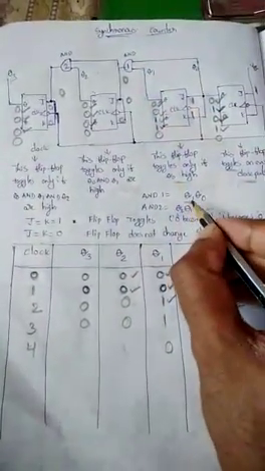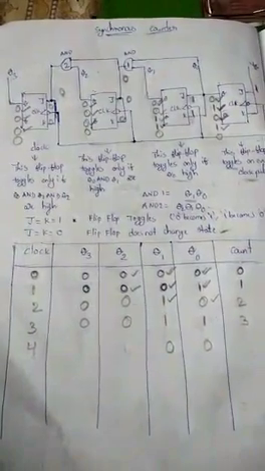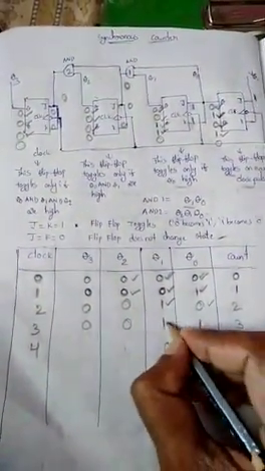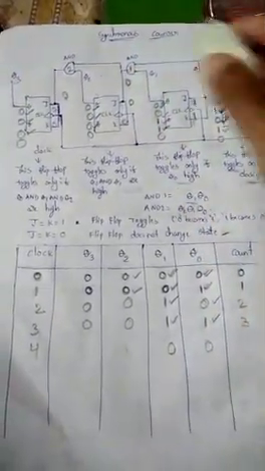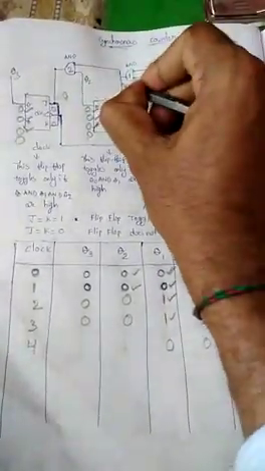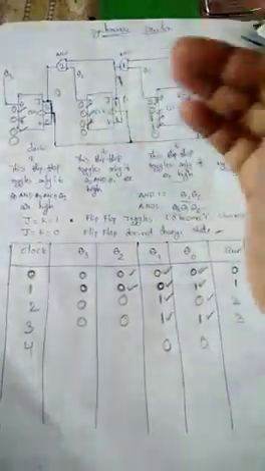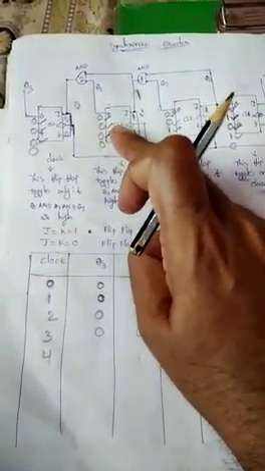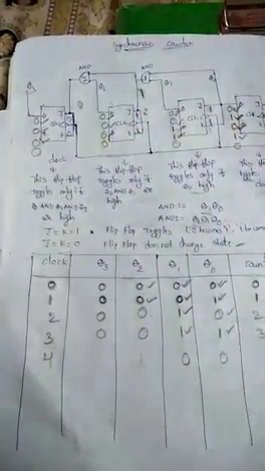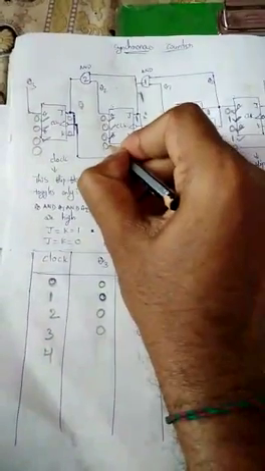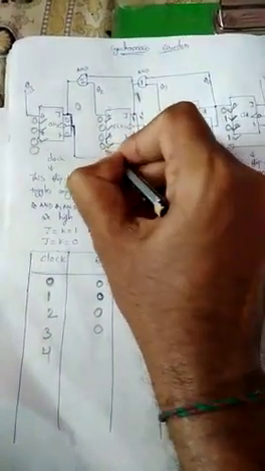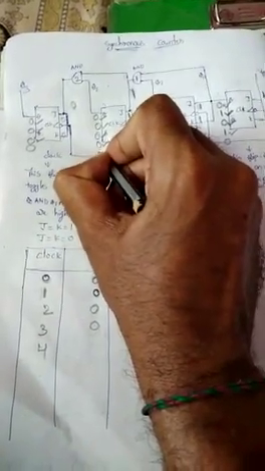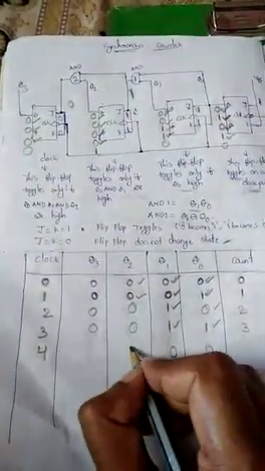AND gate 1 is equal to Q1 into Q0 of the previous output value. The previous output value Q1 is 1, Q0 is 1. So 1 into 1, so the AND gate 1 output is 1. So J is equal to 1, K is equal to 1, and this goes to the toggle state. At this toggle state we get the complemented previous output. The previous output of this flip-flop is 0, so the complemented previous output is 1. So Q2 is 1 here.